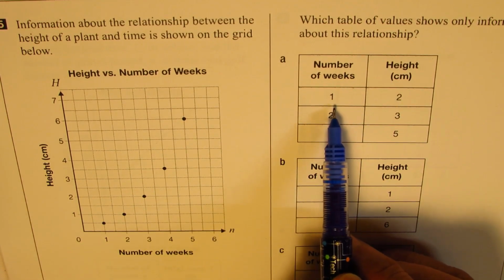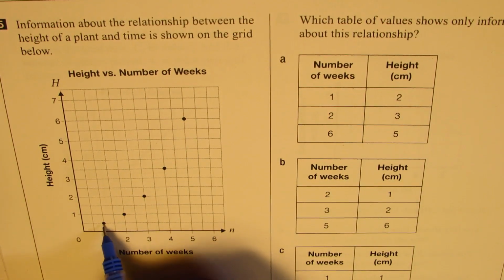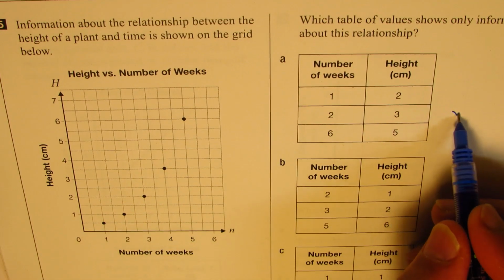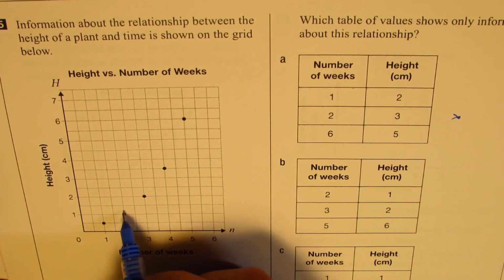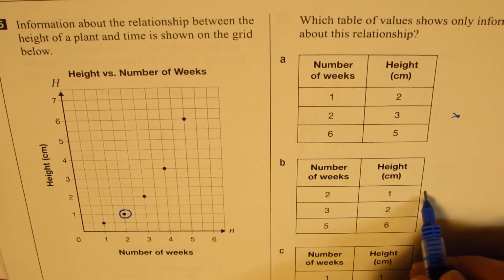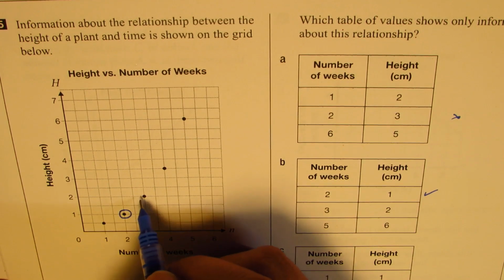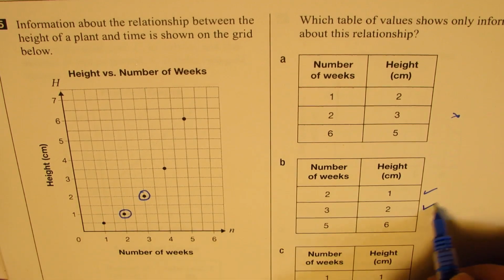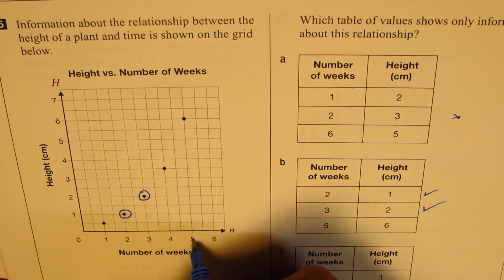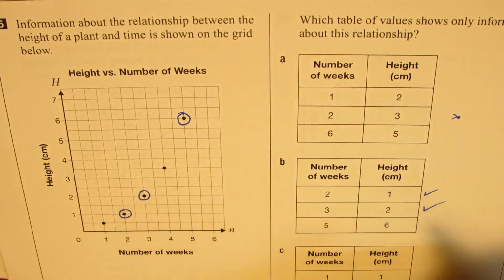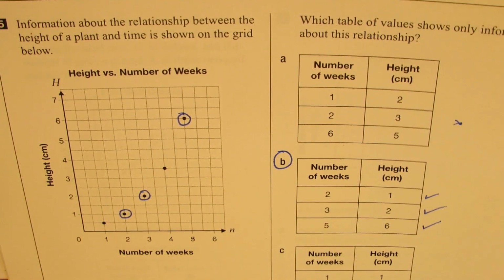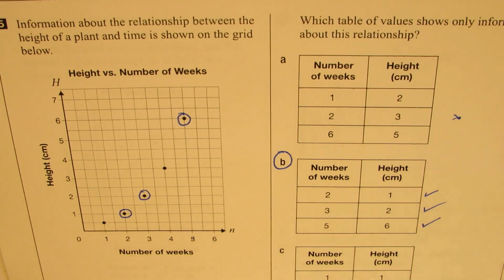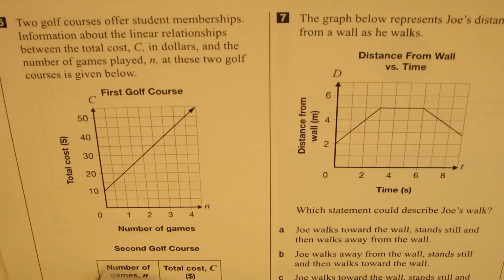The first one says 1 and 2. At 1 it is 0.5, not 2. So this is not correct. The second one says 2, 1. At 2, 1, right? This is correct. 3, 2. So at 3 it is 2. That is also correct. At 5 it is 6. That is also correct. So option B is the right option. Clear? So that is reading from the graph and relating to the data.